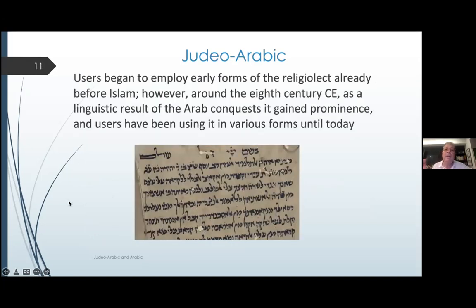And we have some cross-religious boundaries, as I mentioned before. So users began to employ early forms of Judeo-Arabic already before Islam. We have some evidence for this before Islam. Gordon Newby wrote about that. But around the 8th century, as a linguistic result of the Arab conquest, it gained prominence, and users have been using it in various forms up until today.